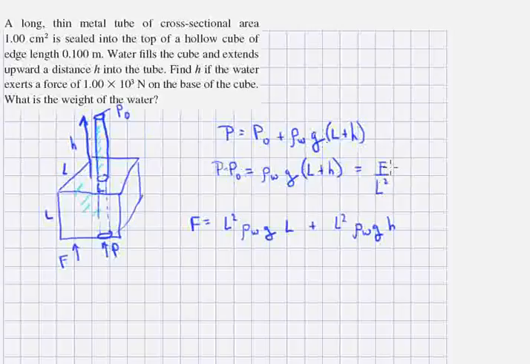So I can solve this equation now, first of all, for h, by multiplying through by L squared, which I do right here. And now we can solve for h. And that would look as follows. h is F minus density of water times the acceleration of gravity times the volume of the cube, L cubed, divided by the density of water times the acceleration of gravity times L squared.